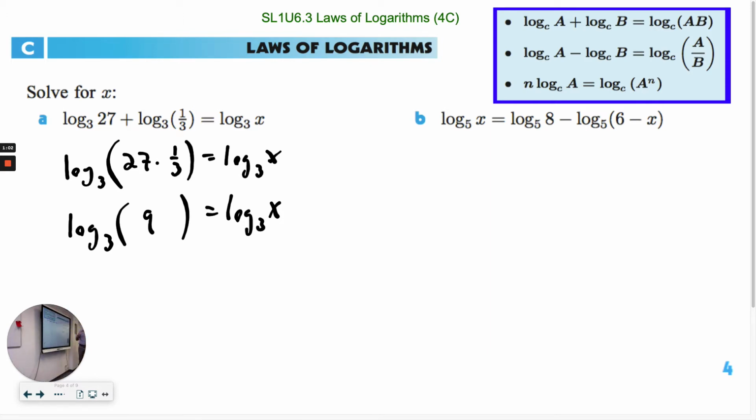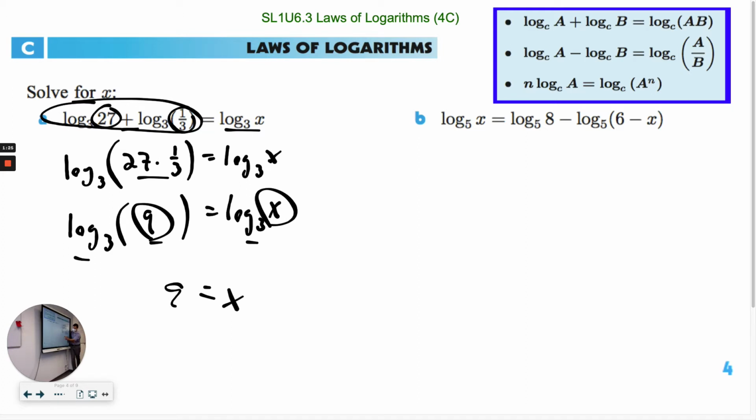Alright, so the whole game with these is to take one side with an amorphous blob of a lot of logs and crush them together. I'm using the product property where if you have 2 logs added, then we can put them together and multiply the inside. We get 9, and this side is happily just x, so if log 3 of 9 equals log 3 of x, then we can equate the 9 and the x. Voila. That's the game with all of them for the most part.